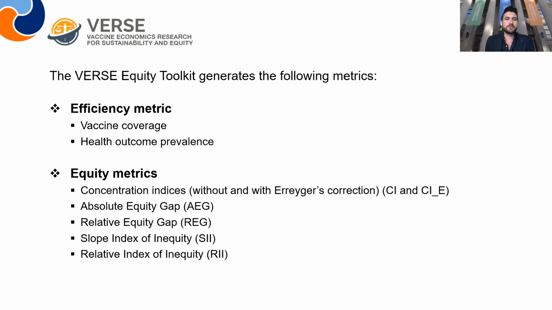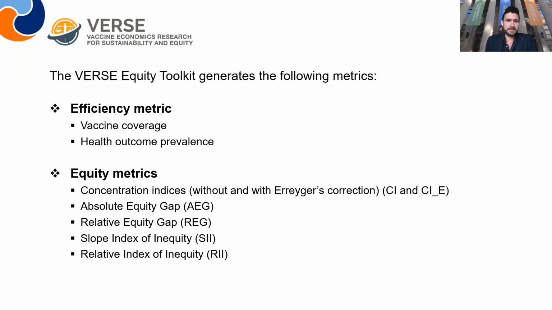So how many of the children in your data set have received the vaccine by the appropriate age in the National Immunization Schedule. There's also the ability to pull health outcome data. So for instance, if you want to examine equity in zero dose status, your efficiency metric would be zero dose prevalence. There's also the ability for other outcomes to add other types of efficiency metrics as desired, but those are the standard ones for the health case that we'll be discussing today.